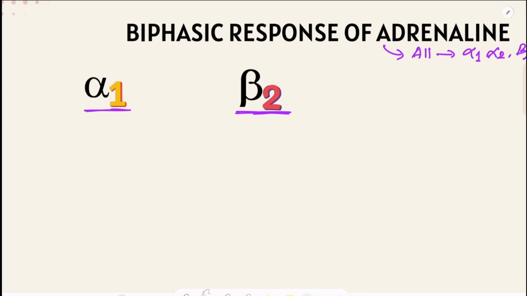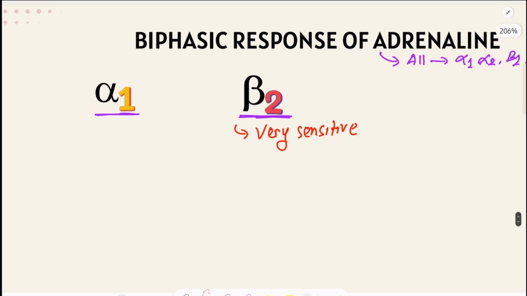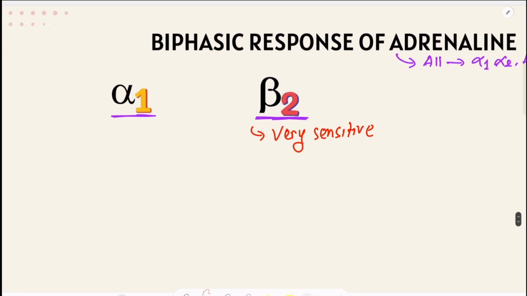Beta 2 has the characteristic of high sensitivity. Beta 2 is a very sensitive receptor. Even at a low dose of adrenaline, beta 2 can sense the presence of adrenaline and gets stimulated. On the other hand, for stimulating alpha 1, we need a higher dose. But a characteristic of the alpha 1 receptor is that it is a very strong receptor. Now, what actually is meant by very sensitive and very strong, we will understand mathematically.